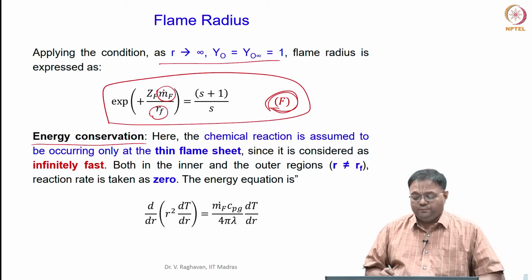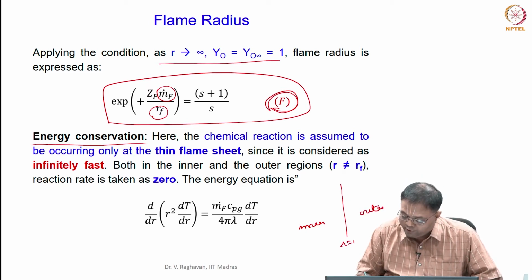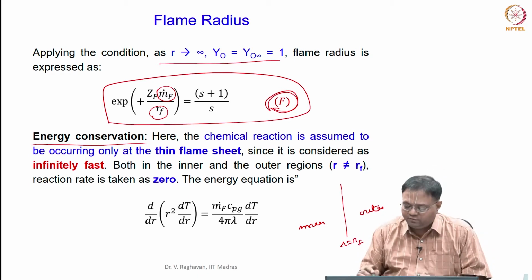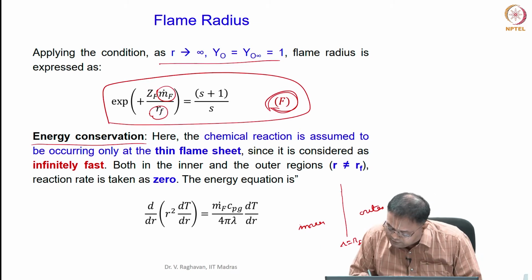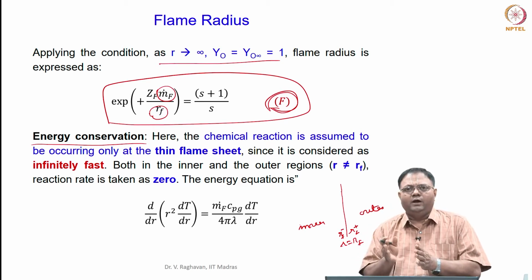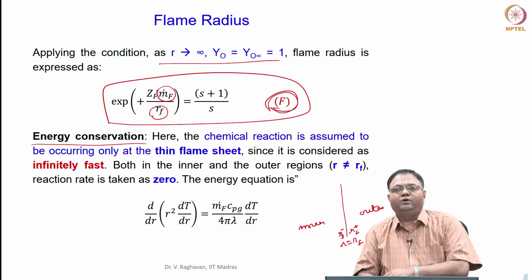Now energy conservation. Please understand that there is a thin reacting zone. This is the inner zone, the outer zone. So thin reaction zone. Only at R equal to RF, infinitely fast reaction is complete. So this is RF. Just to the left of this, I will say RF minus, and just to the right of this, I will say RF plus.